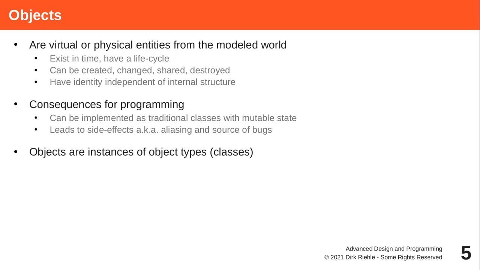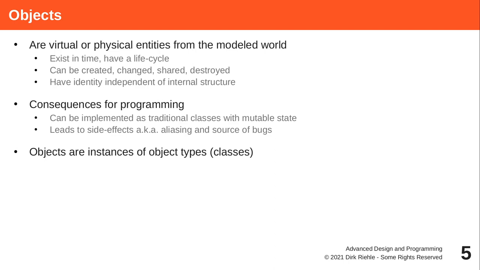Contrast values with objects. Objects are conceptual or physical entities in your application domain. You can see them, or you can conceptually see them, and their hallmark is that they exist in time. They actually have a life cycle. So there was a very clear point in time where they were born. And then they lived on. Maybe they still live, maybe they will live forever perhaps, but there definitely was a place or a time when they were born. So they exist in time, unlike values, which are timeless.